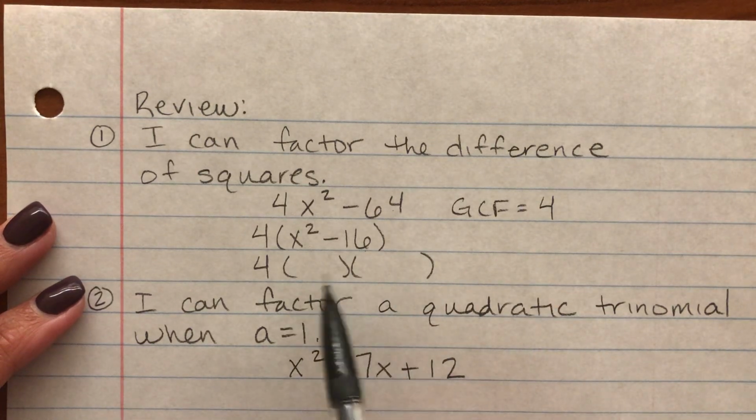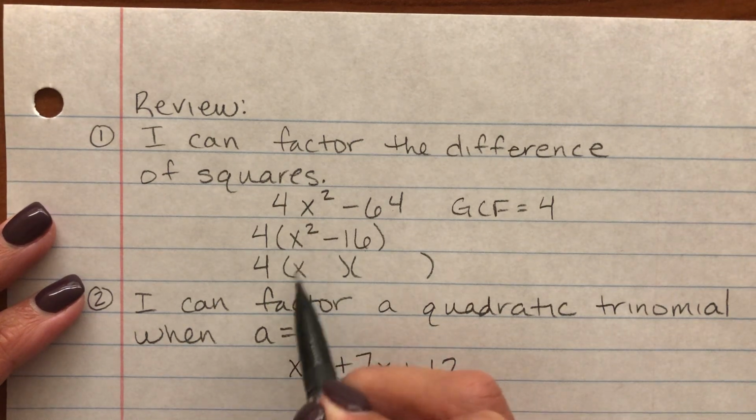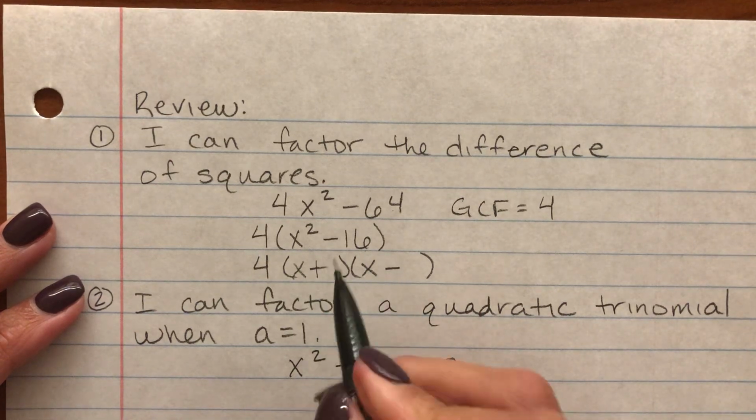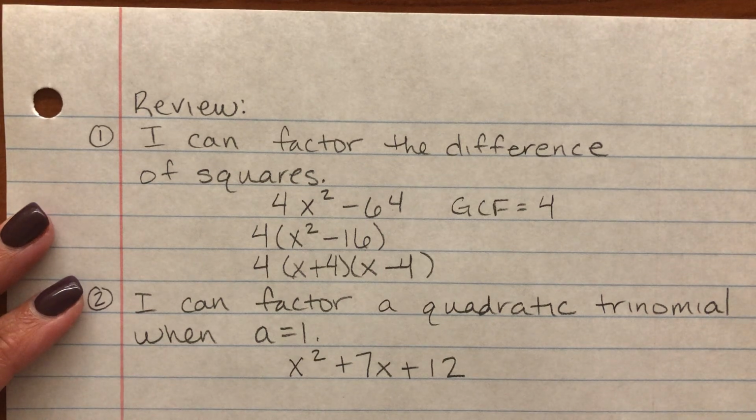And I will make my two parentheses. And then I'll take the square root of x squared is x. Signs are always plus minus. Square root of 16 is 4. And there's your final answer.